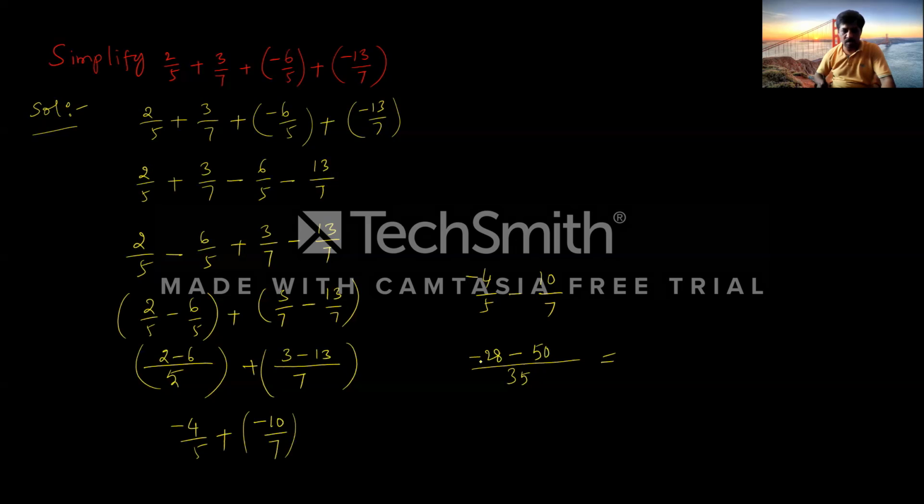Now here, both the numbers have negative sign. So we have to add and keep minus sign. Minus 28, minus 50, minus 78 by 35. Now, if you observe minus 78 and 35, here numerator is 78 and denominator is 35. If it is possible to cancel, we can cancel. But 78 and 35, these are co-primes. So you can't cancel. This is the simplest form. The result of 2 by 5 plus 3 by 7 plus minus 6 by 5 plus minus 13 by 7 is minus 78 by 35.